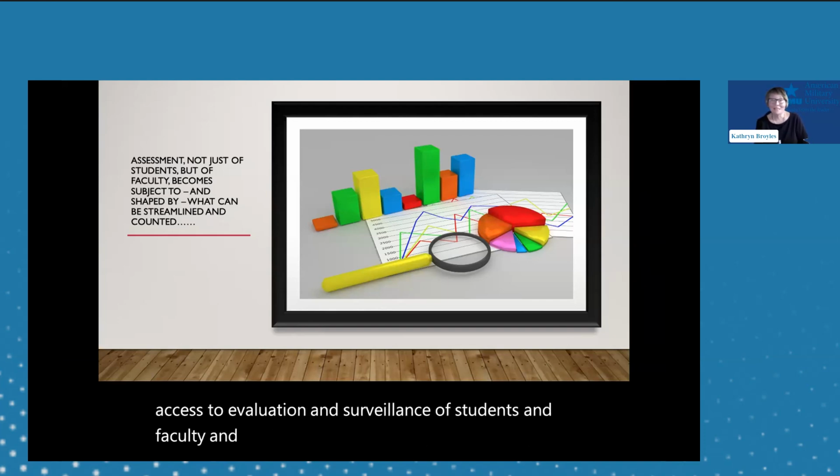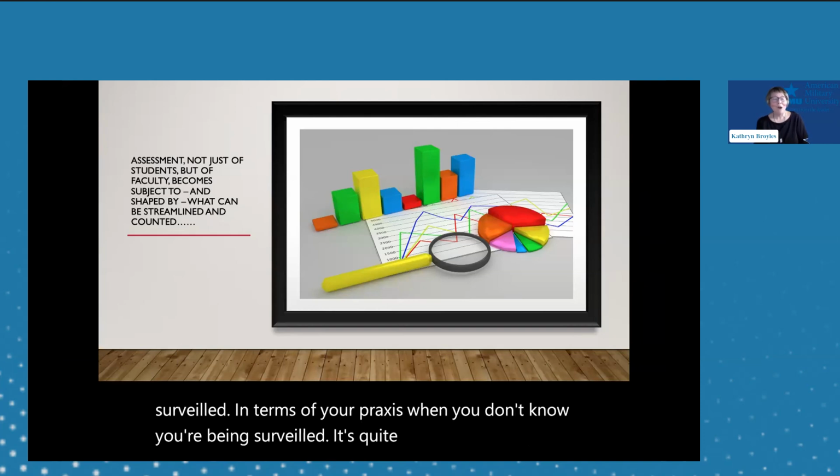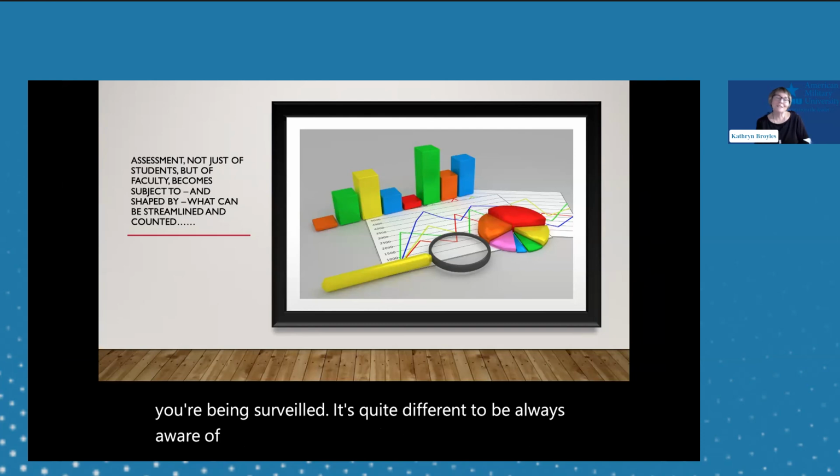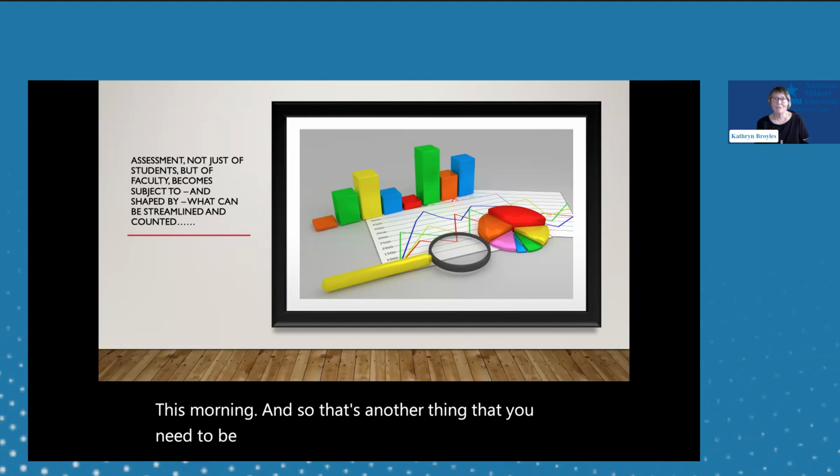And it's a very different experience to be surveilled in terms of your praxis when you don't know you're being surveilled. It's quite different to be always aware of a report versus knowing that someone may pop into your classroom this month, or that you may have a visit from a colleague who is curious about how your lecturing is going. And so that's another thing that you need to be aware of as a faculty member. So when you invite things into your classroom or you build within them, don't forget that piece of the puzzle. And when you're on a committee, advocate that the integrity and the thriving of your faculty and of your students must be paramount over big data.